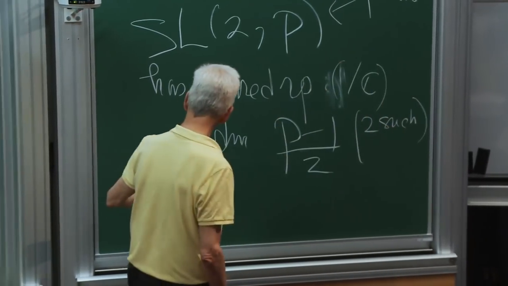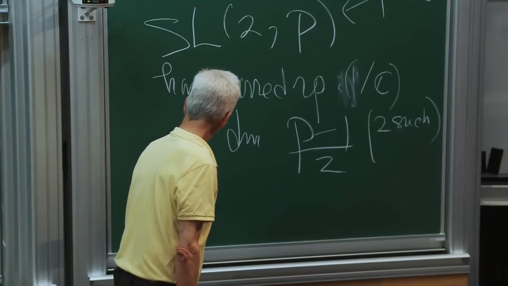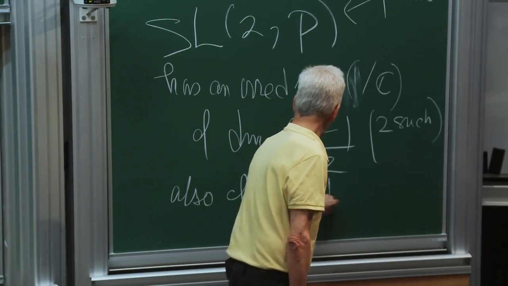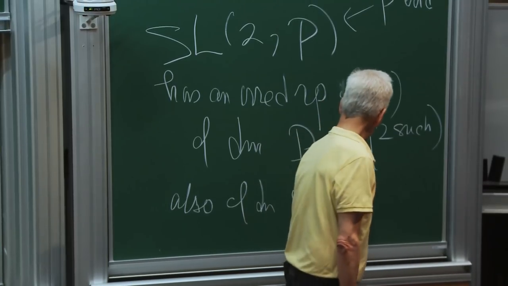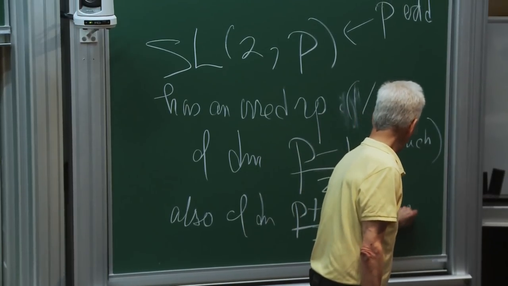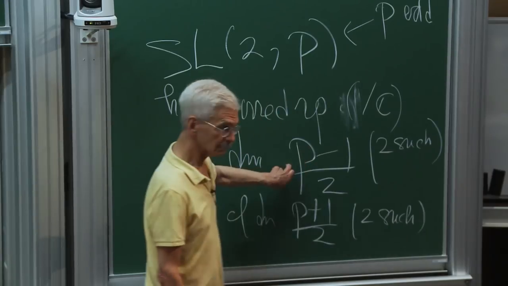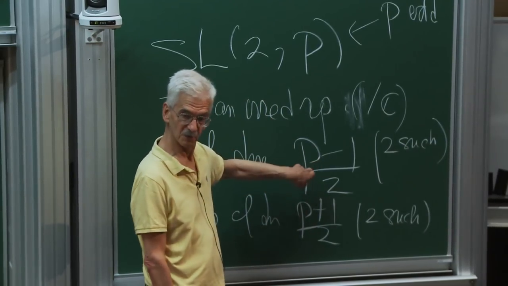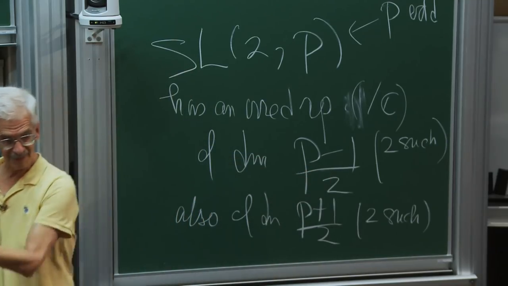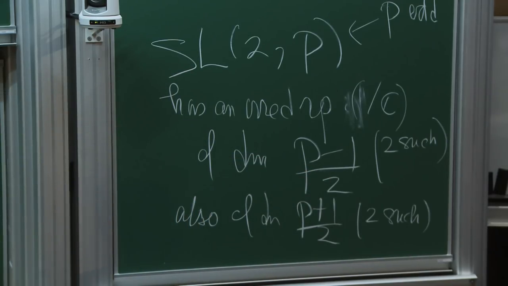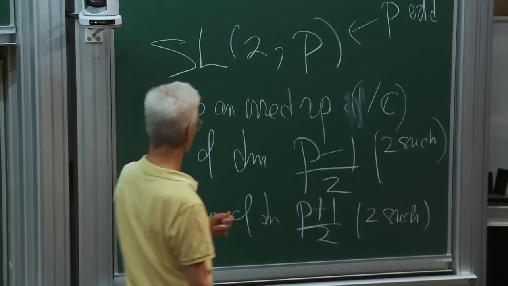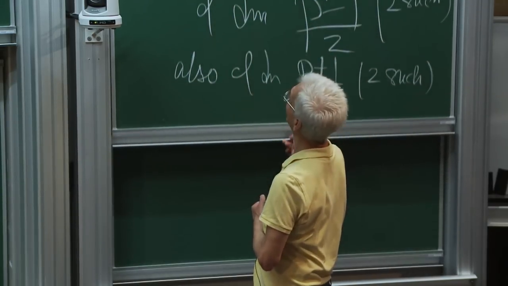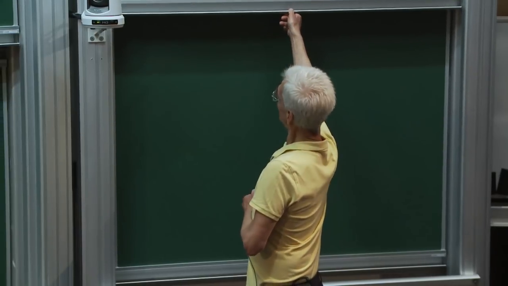And it has others of dimension, in fact, (p plus 1) over 2, and two of these. So here, of course, 2 times this plus 1 is p. So that's the sense in which it can't be improved. And this one is, so to speak, even worse. So, okay, so on the one hand, I have that.